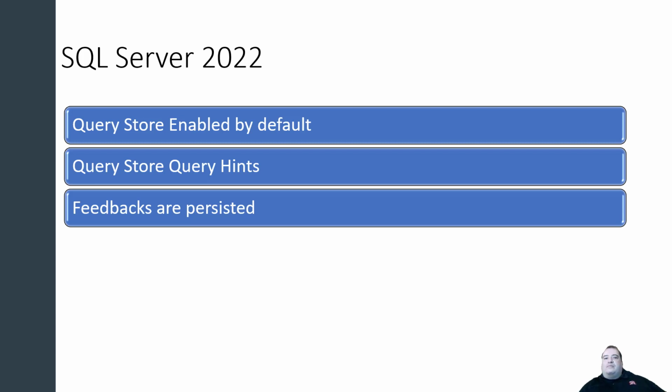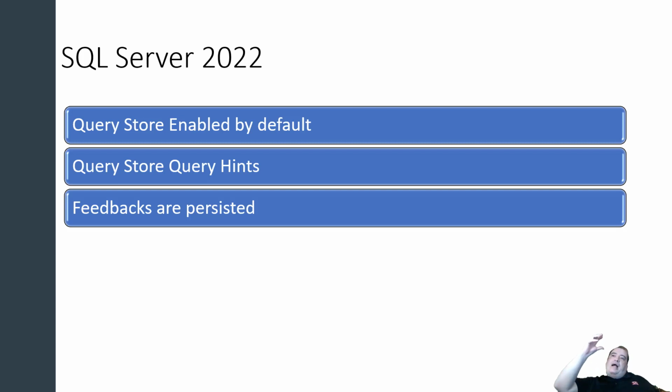Feedbacks are persisted. We talked just a minute ago about the memory grant feedback. But the memory grant feedback was information stored in the query plan cache. It was changing the query plan in the query plan cache. If we restart the server, we lose the feedback. But now the feedbacks are persisted inside Query Store. So we restart the server, the query plan cache is cleared, but that feedback for that query plan is stored in Query Store.